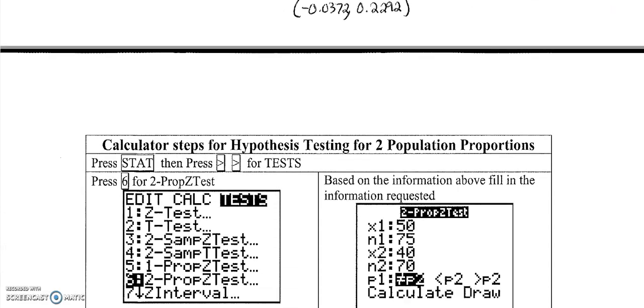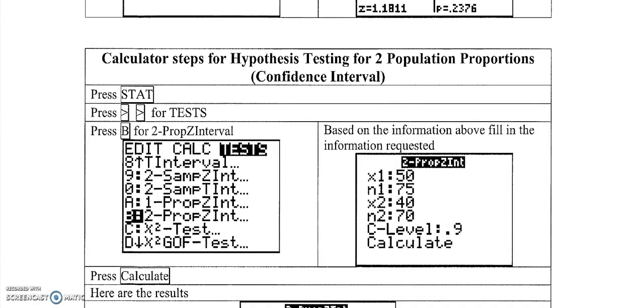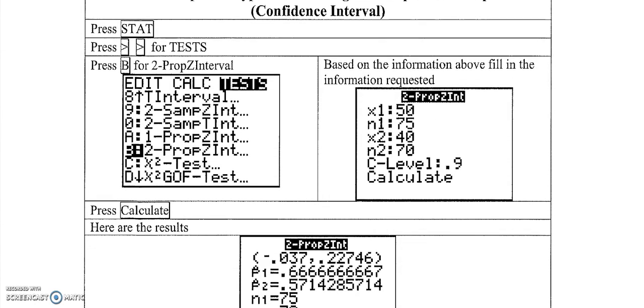And then you have all the calculator steps here of what I did, step by step in the review for the test and for the confidence interval.